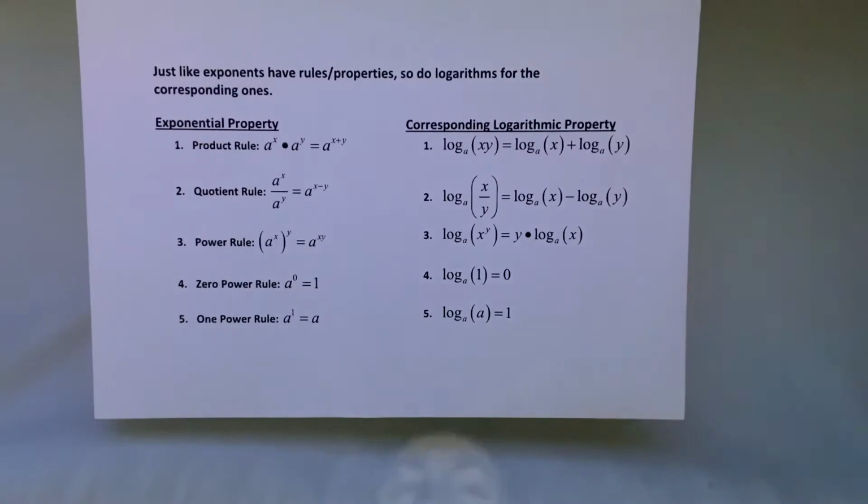And then the more common ones: anything to the 0 power is 1. For logarithms, that's log base a of 1 equals 0. That's just a rewritten form. You can see how that works. And then anything to the first power is itself. And that means if the base and the inside of the logarithm match, it reduces to 1. So let's see how this applies in some equations.